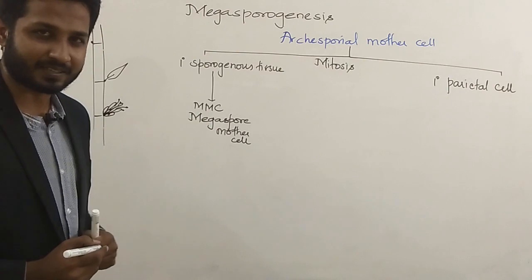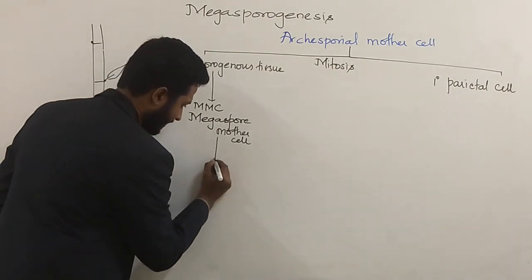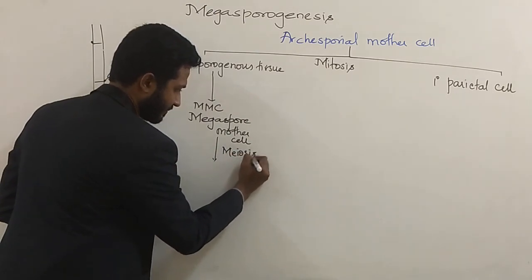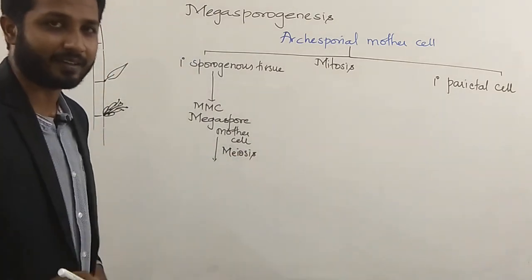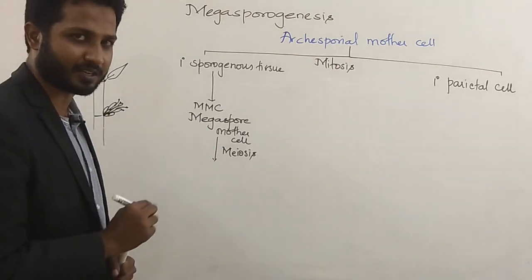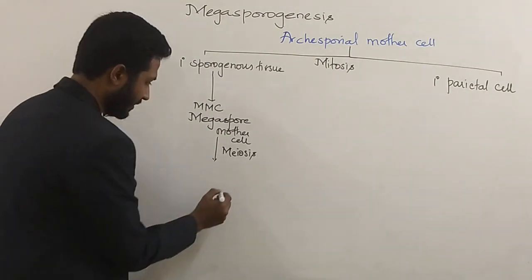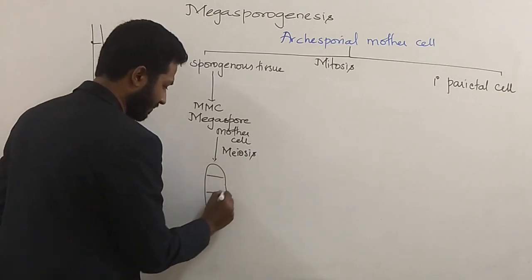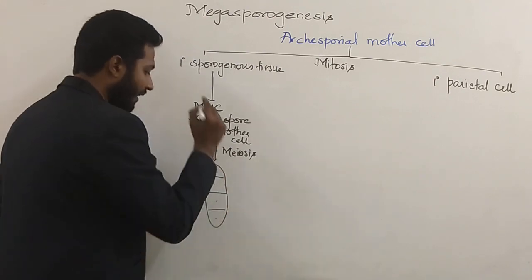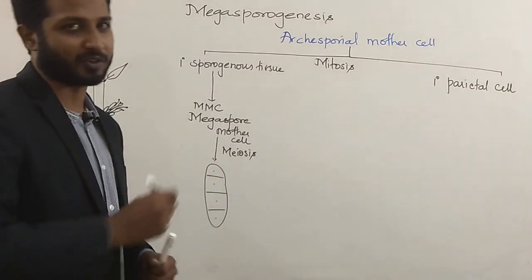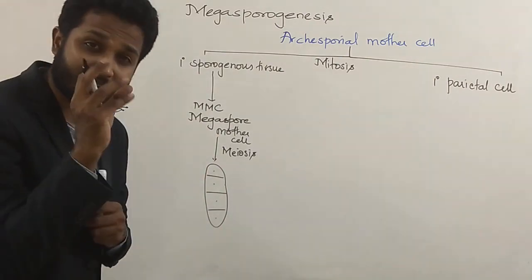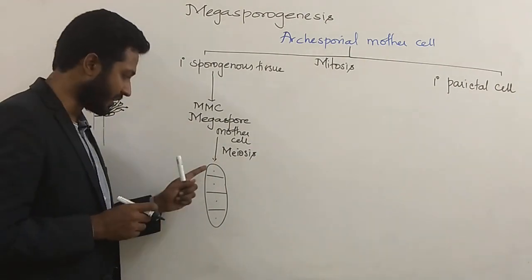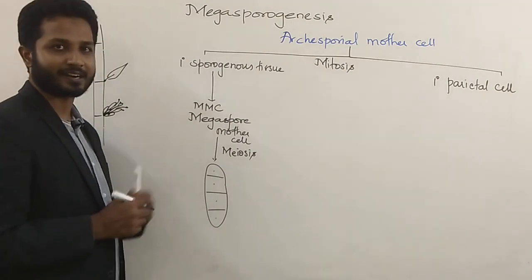This megaspore mother cell for the first time will undergo meiosis. What will happen if meiosis is happening in a diploid cell? It's gonna form 4 daughter cells. We discussed that earlier too. So here it's gonna develop into 4 daughter cells, but they form a linear tetrad. If you remember in microsporogenesis, it was forming a clustered tetrad. But in case of megasporogenesis, it's gonna develop into a linear tetrad.